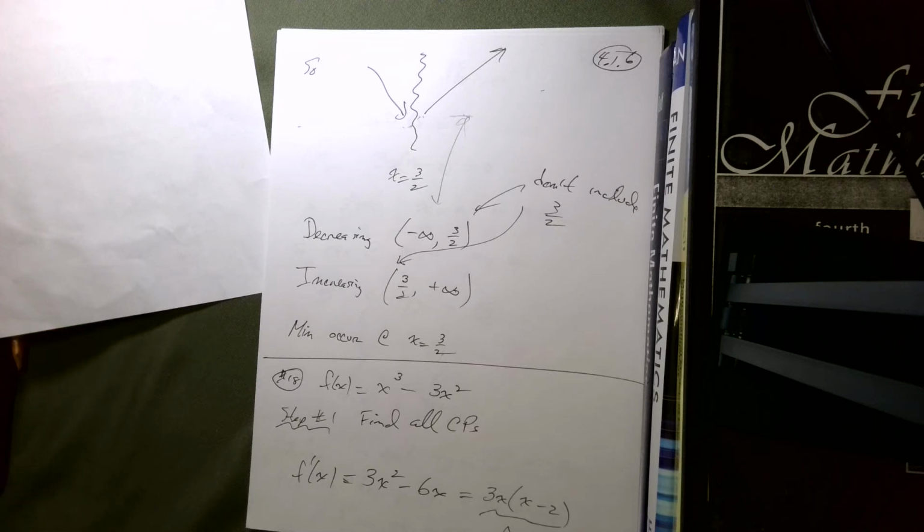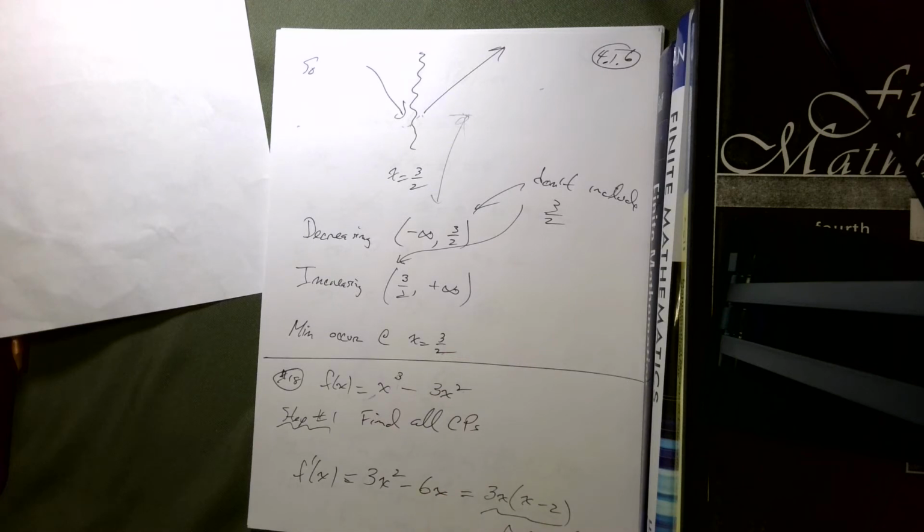Okay, let's take a look at another example. Suppose I have x cubed, so this is problem 18, x cubed minus 3x squared, and we want to find all critical points. So the first step is obviously take the derivative. Your 3 is going to come down, you get a power of 2. 2 times 3 is 6, and x to the first.